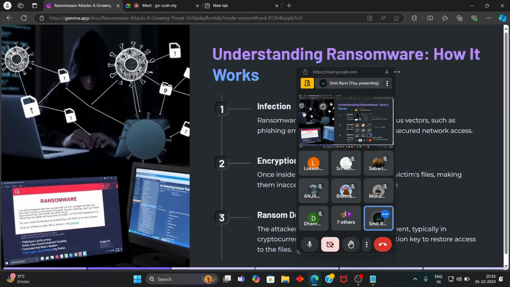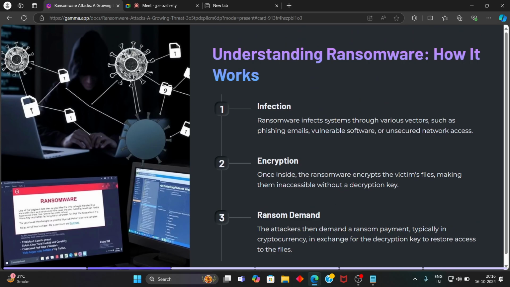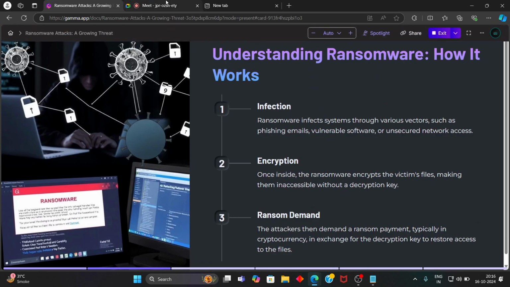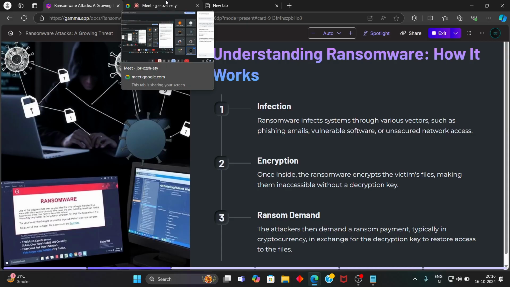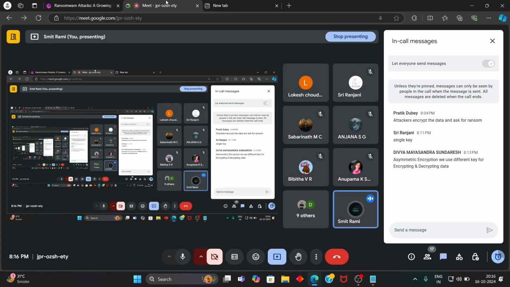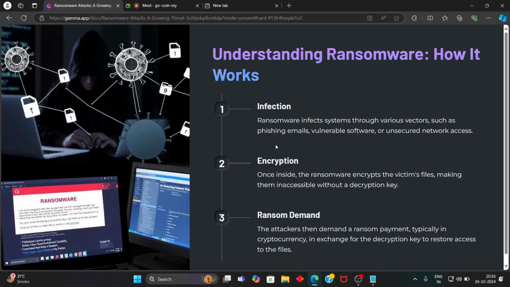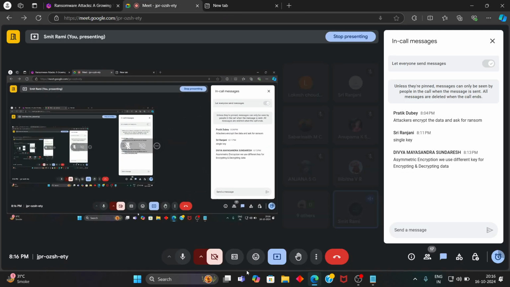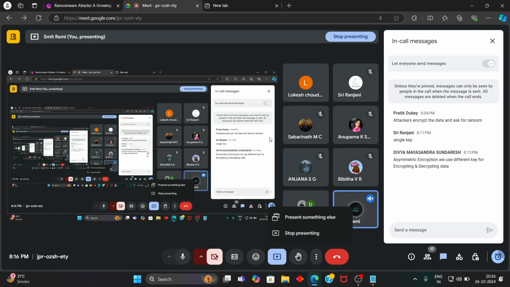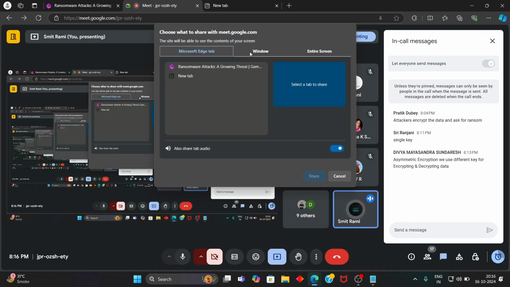So basically, in the encryption part of the ransomware attack, it affects the data of the victim and encrypts it. And once the data is encrypted, they ask for ransom money, as we can see, a ransom demand. So basically, this is how an actual ransomware attack works.